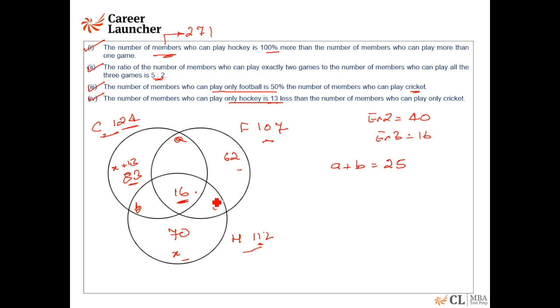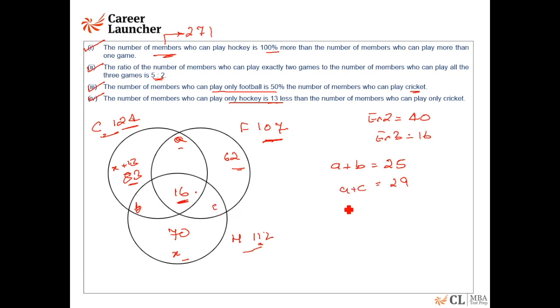What about A plus C? 62 plus 16 is 88. 88. So 107 minus 88 will be 12 and 7. No, not it. Oh, I'm sorry. 16 plus 72. 62 plus 16 is 78. 22 plus 7, 29. So A plus C should be 29.